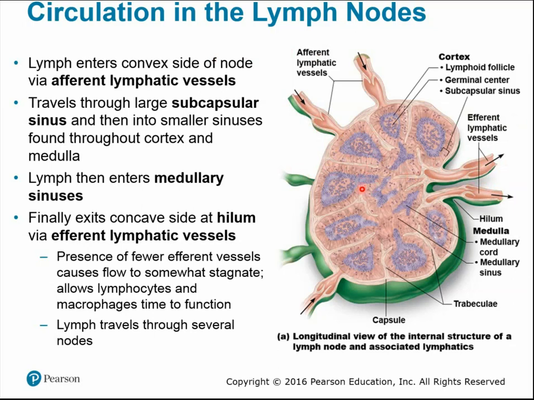So we kind of get a traffic jam. So think you're driving on the highway and we go from a 5-lane to a 2-lane, right? So traffic's really going to slow down and somewhat stagnate. So it'll be kind of just circulating around for a while. But this is what we want. So we want the macrophages and the lymphocytes to have plenty of time to thoroughly kind of pick through all of this fluid and make sure we didn't miss any potential pathogens.